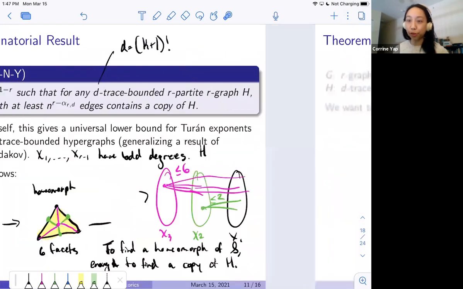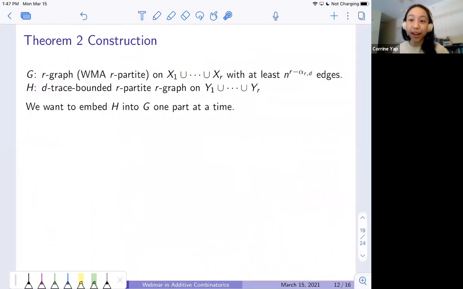To prove this theorem 2, I'm going to use the idea of dependent random choice. So let me say a bit about what dependent random choice is. My notation will be this. Again, I have my G, and I can assume it's an R-partite hypergraph, because I can use an averaging or expectation argument to pass to an R-partite subgraph with still enough edges in it. And I want to find a copy of my H, which is my D trace bounded R-partite R-graph, and I'll say that it's on parts Y1 through YR.